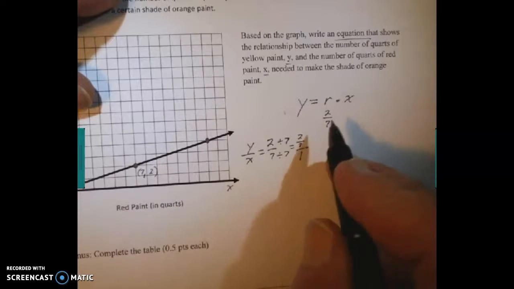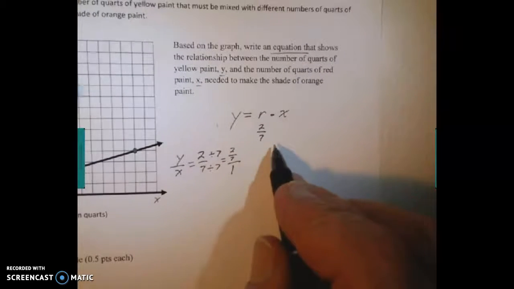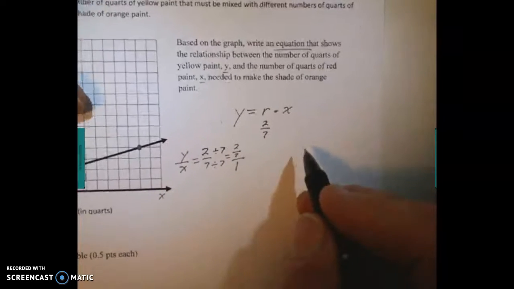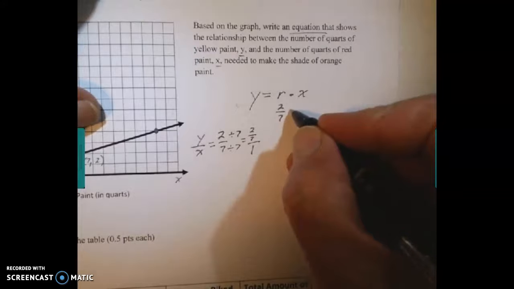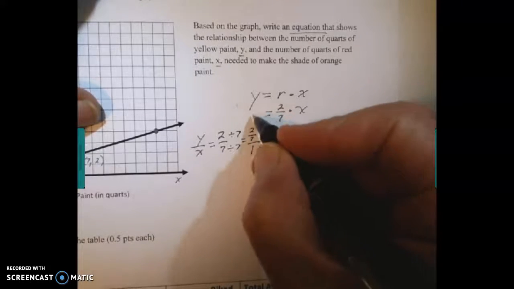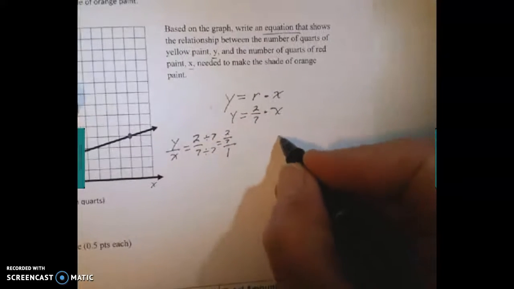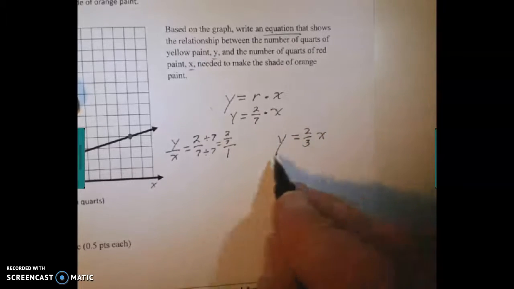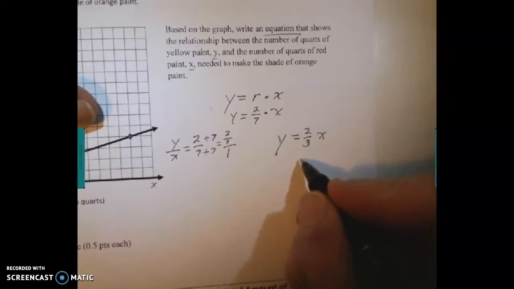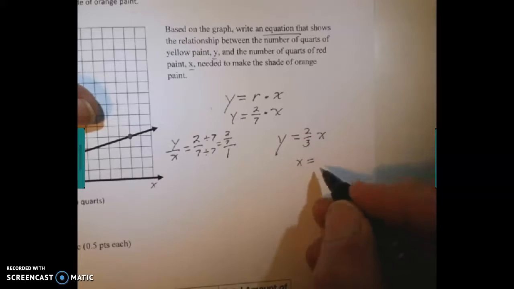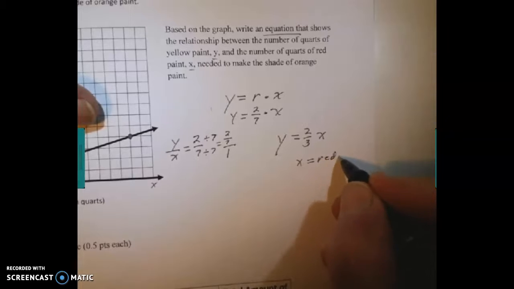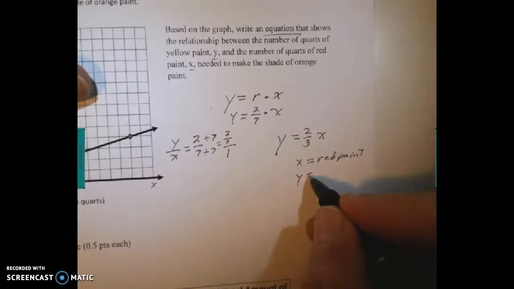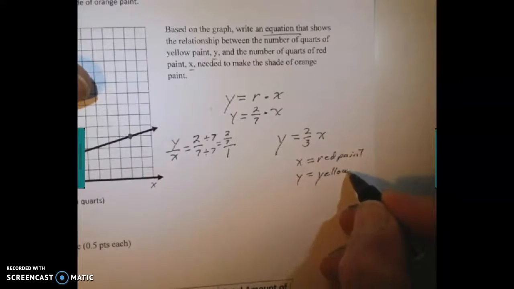And your equation, you put in the unit rate for the R, and they want us to use x and y. Our x values are our red values, so that is good enough times x, and that equals y. Yes, that works for our equation. Y equals 2/7 times x. You need to say what the x and y represent. X is, again, from the bottom axis, that is the red paint, and the y values from the y-axis, that is the yellow paint.